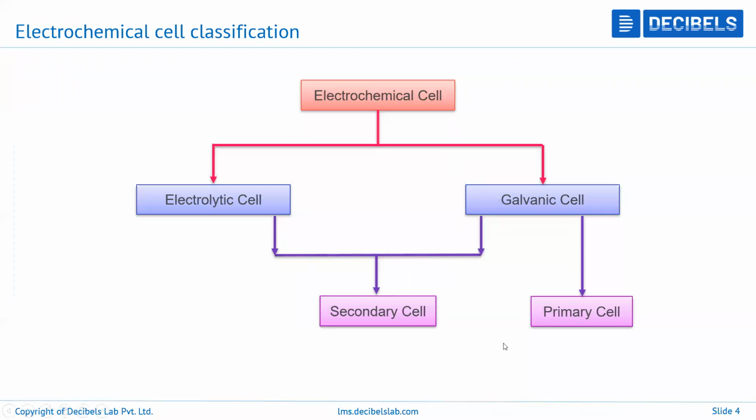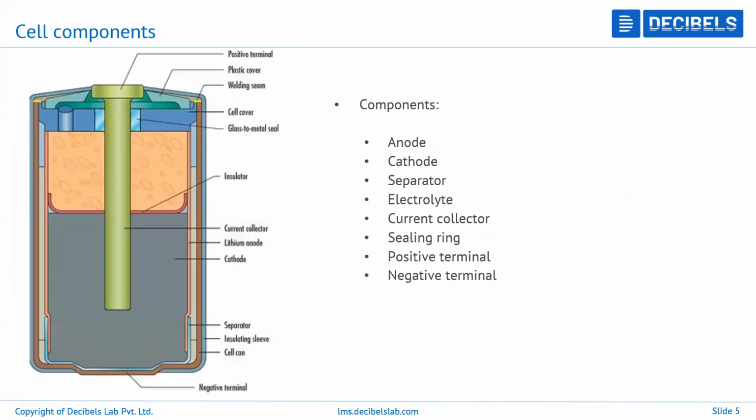With that, we'll progress into the basic structure of an electrochemical cell. What are the main components of this cell? We have to start with two of the main components, which contribute to the reactions occurring inside the cell. They are the anode and the cathode. An anode is also called the negative terminal, and your cathode is called the positive terminal.